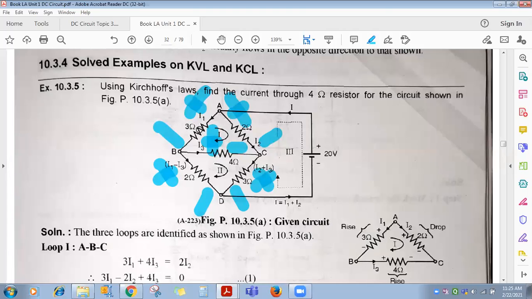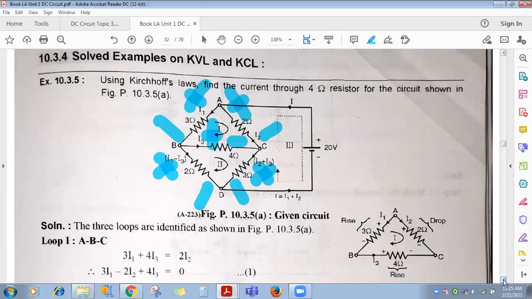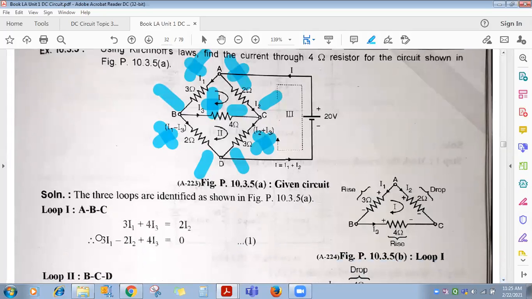Okay, so what about moving clockwise? While moving clockwise, what about the 2 ohm resistance? Positive or negative? Negative, right? And the 4 ohm? Positive, correct. And what about the 3 ohm? Positive. Correct. So write the equation. So you will get this equation for the first loop.